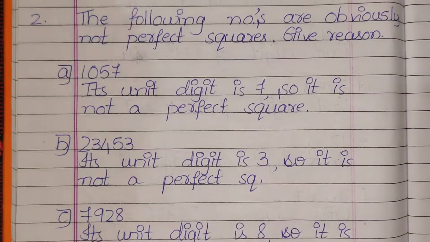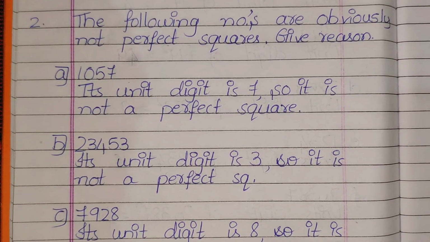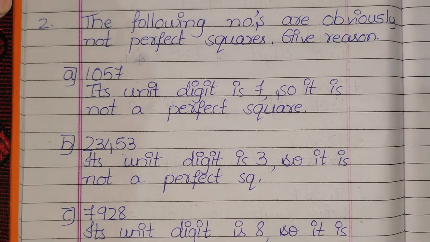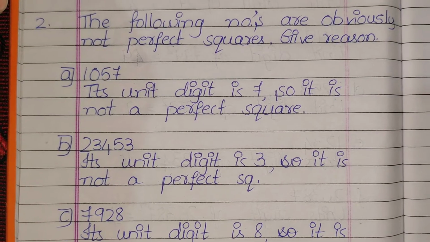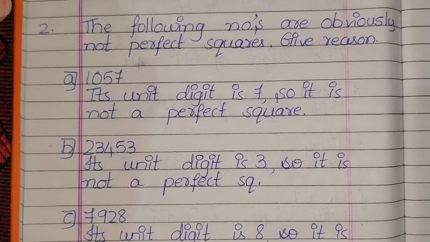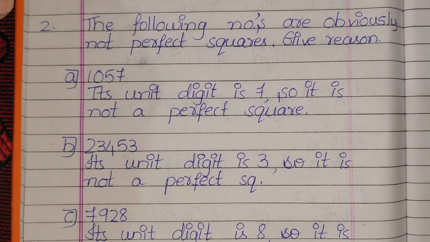So let's go to the second part. The following numbers are obviously not perfect squares. They have mentioned here that it is not a perfect square. Why is it not a perfect square? You have to give the reason for that.